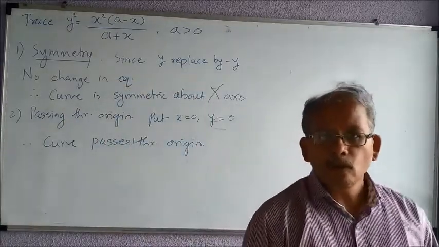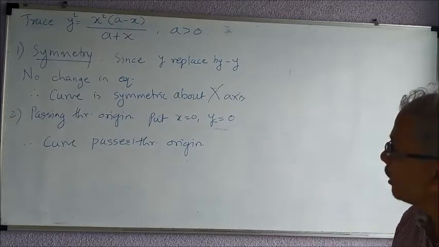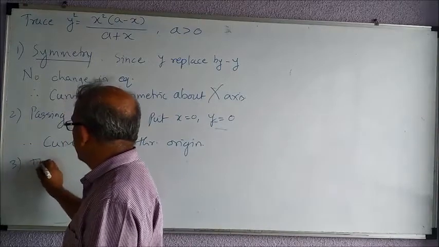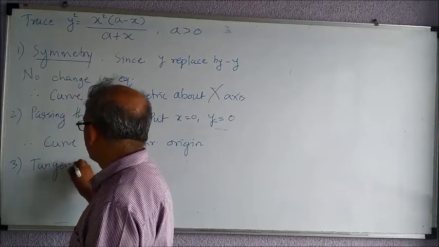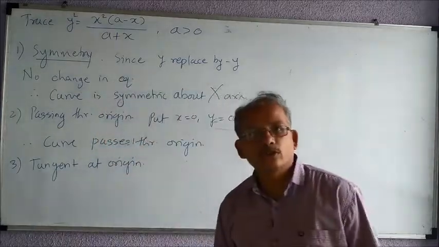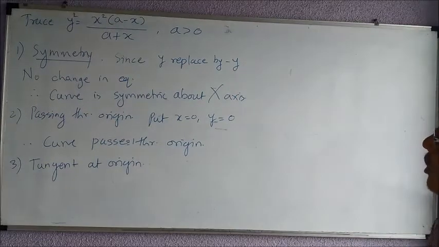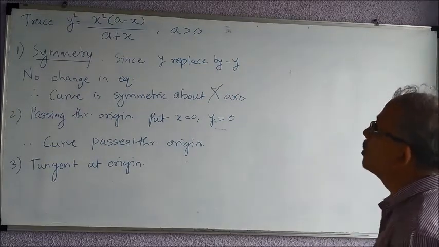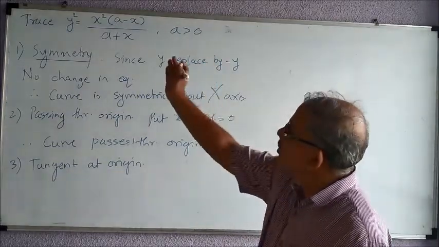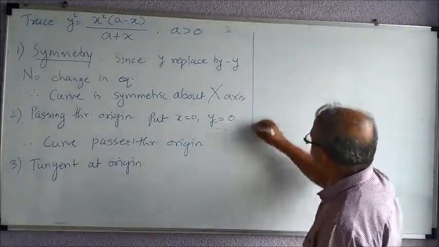Fine. Now, as soon as the curve is passing through origin, our first job is to find out the tangent at origin. So, third point, tangent at origin. And you know how to find out the tangent at origin. So you take the lowest degree term and equate it to 0. So let us find out what is the lowest degree term in this equation. So we need to rewrite the equation once again.